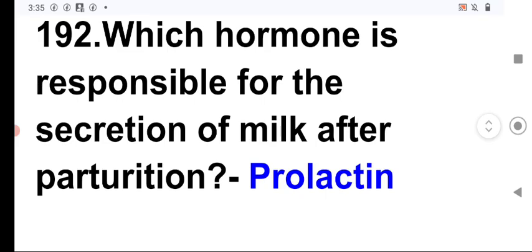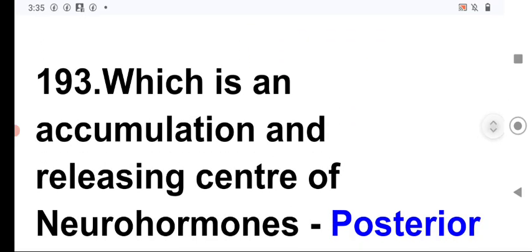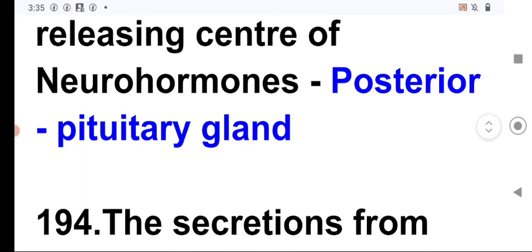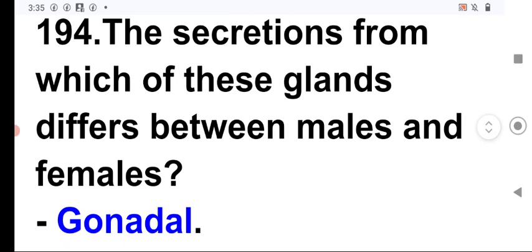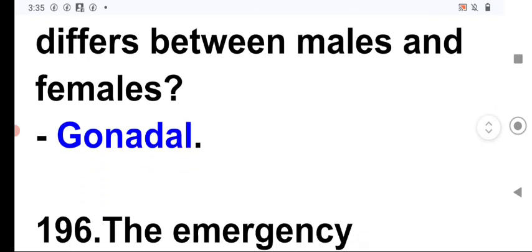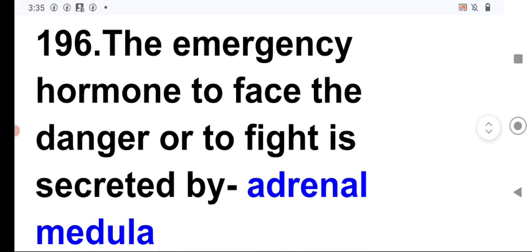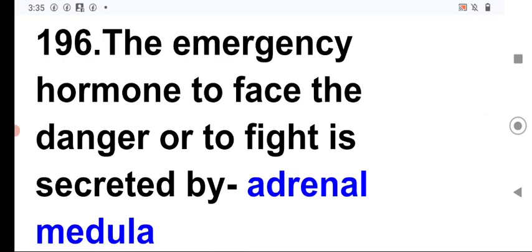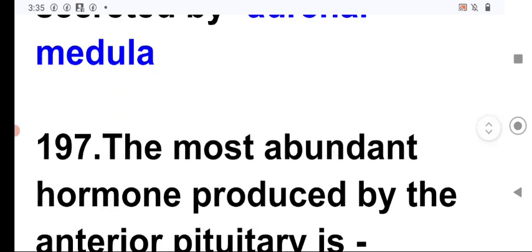Next, which hormone is responsible for the secretion of milk after parturition? This is the prolactin hormone. Next, which is an accumulation and releasing center of neurohormones? This is the posterior pituitary gland, and neurohormones refer to oxytocin and ADH, antidiuretic hormone. Next, the secretions from which of these glands differ between males and females? These are gonadal hormones. Next, the emergency hormone to face danger or to fight is secreted by the adrenal medulla.